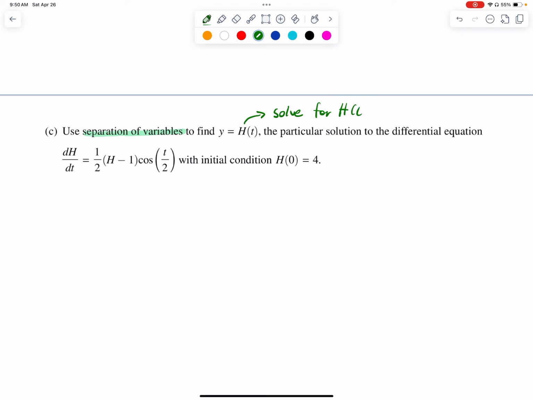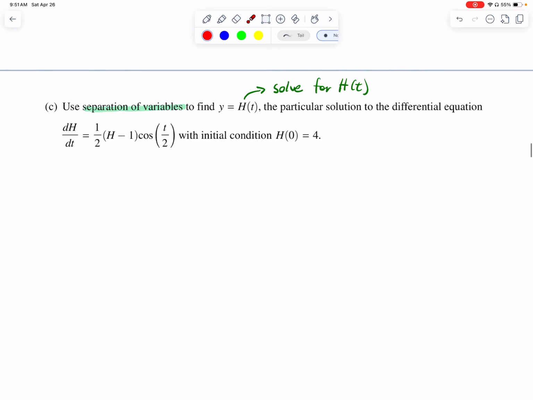In other words, you have to isolate it. A lot of times what happens is that we'll have something trapped in an absolute value. We might have a natural log or something like that. You have to resolve all of that because it says y is equal to h of t, implying that we have to isolate the h. And then we have to make sure that we use our initial value. In order to use this initial condition, that means we're solving for c, and we have to have that constant of integration in there. And that constant of integration is always something that they're looking for whenever you're solving a differential equation.